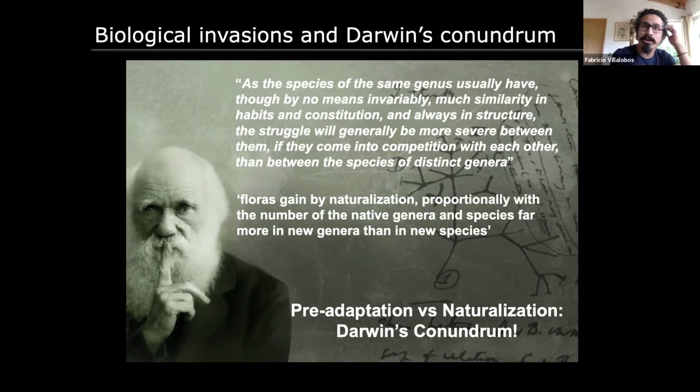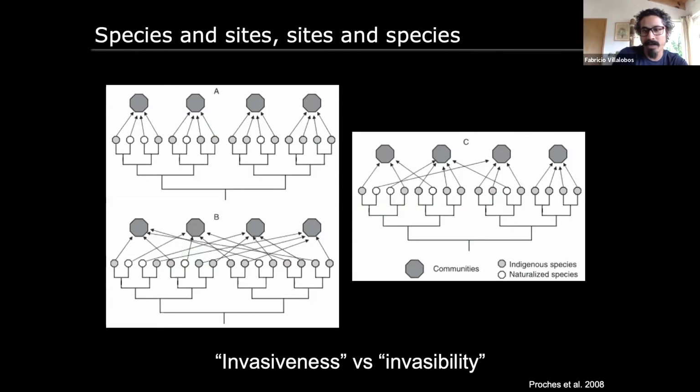But then he found out that actually the exotic species that invade other communities are from different lineages. So that became known as the naturalization hypothesis, which makes different predictions, right? So that has been termed Darwin's conundrum. And this idea of the structure of communities considering exotic and native species has been studied at the level of sites also, looking at particular communities, looking at particular regions.